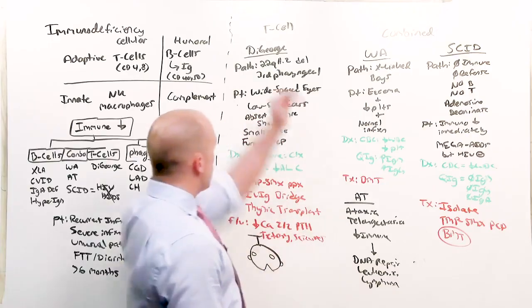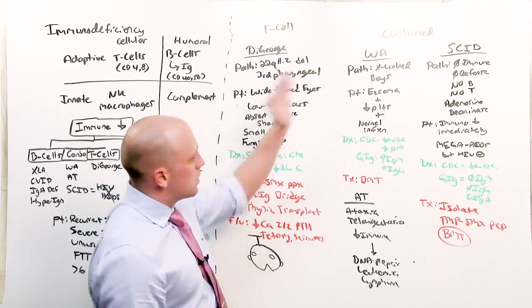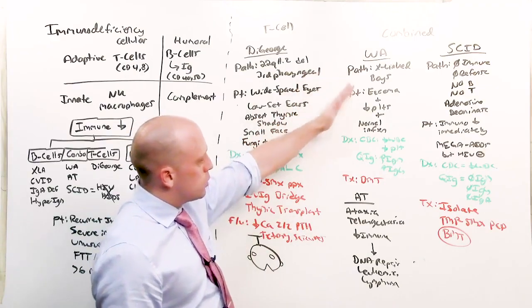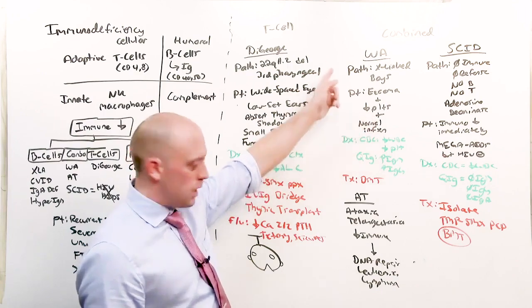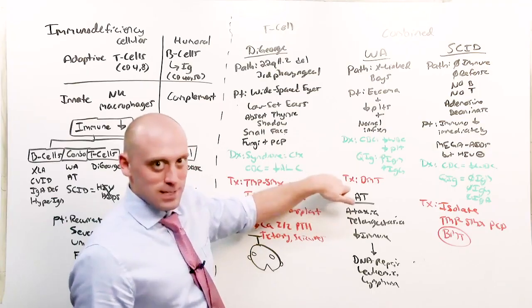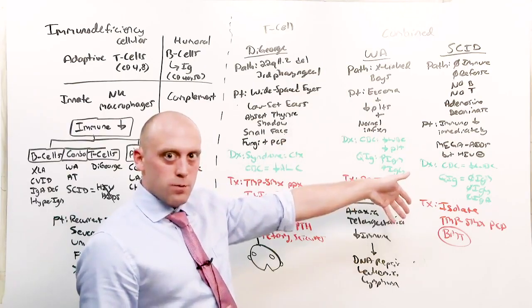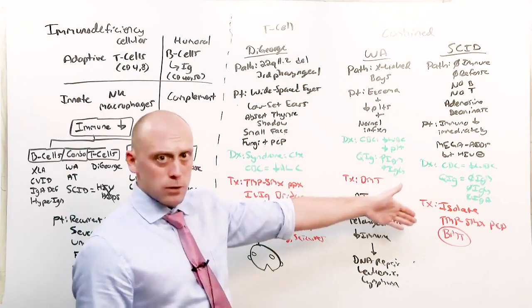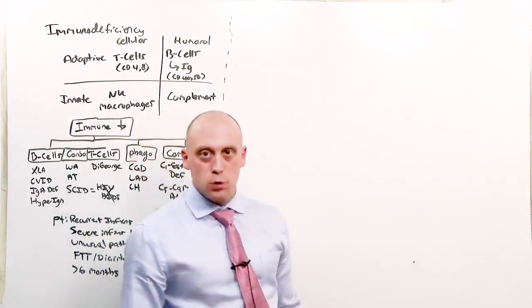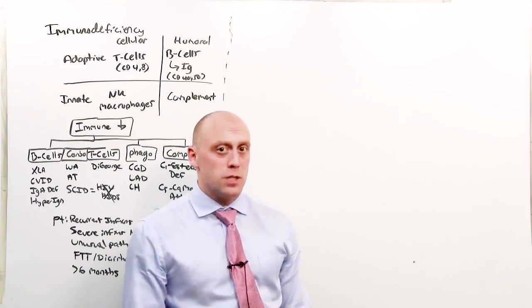T cells, DiGeorge, lot to memorize. That's the one I'd pay a lot of attention to. And then combined, recognize that eczema, low platelets, and normal infections is Wiskott-Aldrich, ataxia-telangiectasia, and immunodeficiency, and SCID, every infection under the sun from birth, they need a bone marrow transplant. And yes, I'm doing this on purpose. I am saving the ones that are even lowest yield for the end.